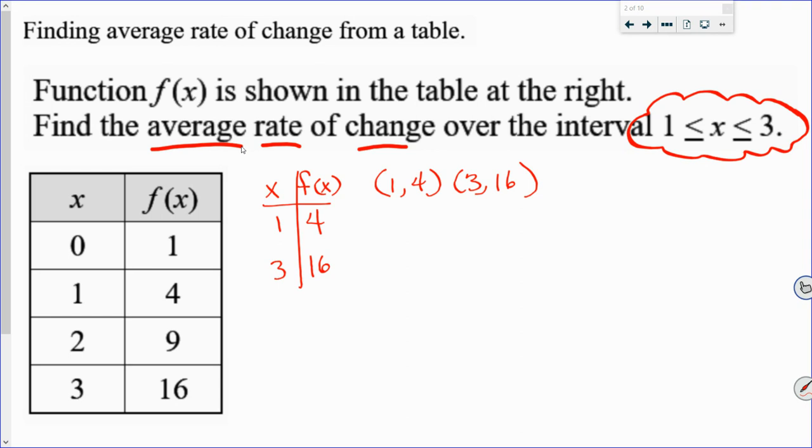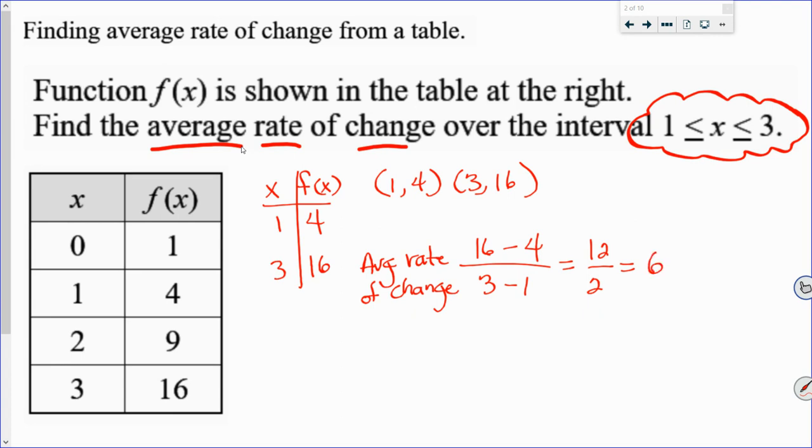All right, so my average rate of change then is going to be 16 minus 4, the difference in my y's over the differences in my x's, 3 minus 1. 16 minus 4 is 12. 3 minus 1 is 2. So my average rate of change is 6.